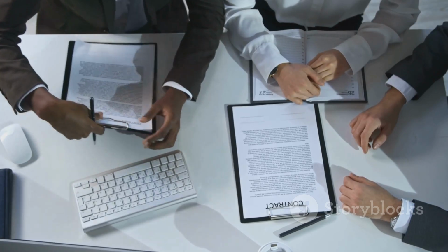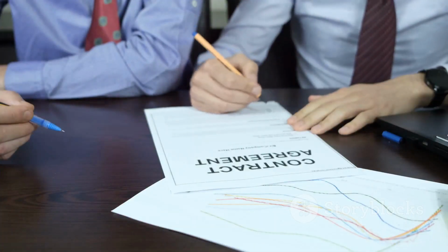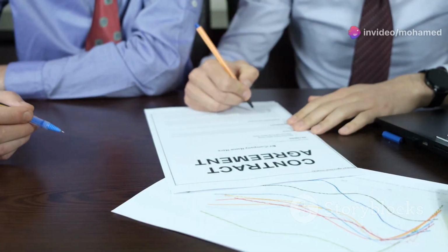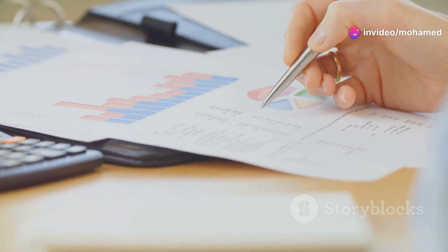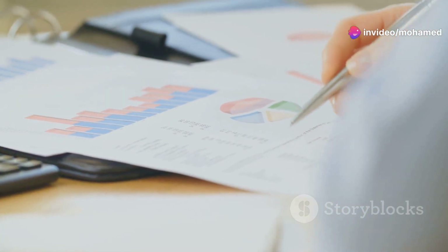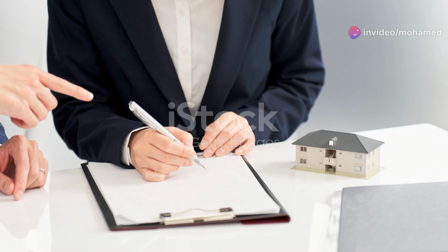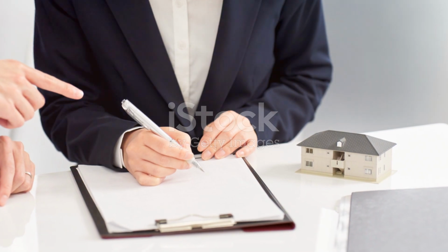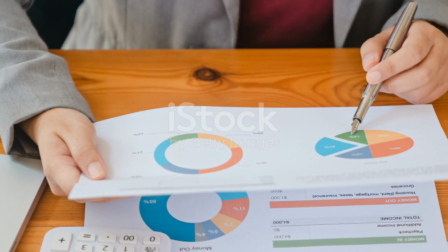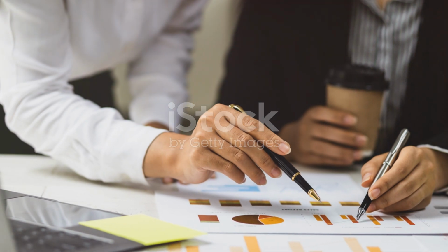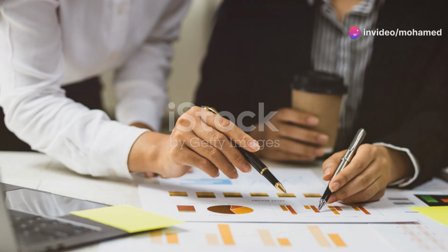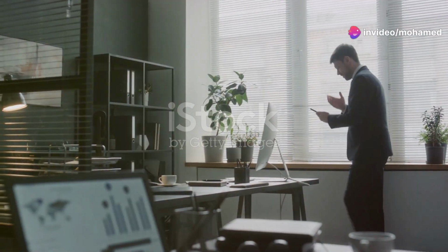You need to determine if the modification creates a new contract or changes the existing one. This depends on the significance of the changes. If it's a new contract, you'll follow the 5 steps again. If it's a modification, you'll adjust the transaction price and obligations accordingly. Contract modifications can be complex. IFRS 15 provides a framework for analyzing these changes and ensuring your accounting remains accurate. Don't be afraid to consult with an expert if needed.